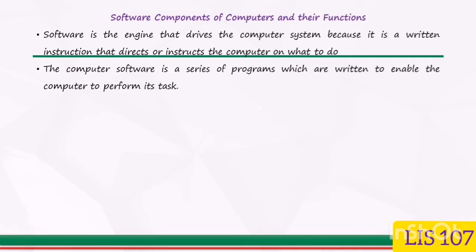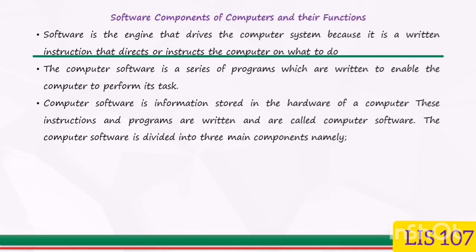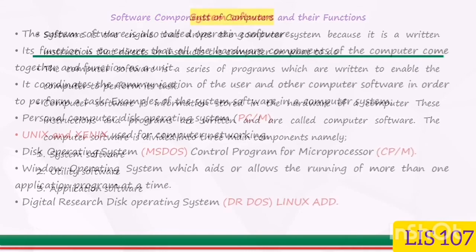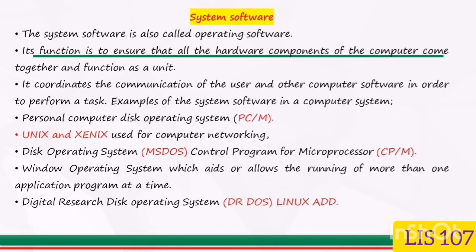Computer software is a series of programs. There are programs that are written. Programs can be written in different forms: C programs, C++ programs, Java, and all of that. When these programs are written, they are packaged into software that is installed in the computer system and tells the computer what to do. We have system software, we have utility software, and we have application software. Now, the system software is the operating system.